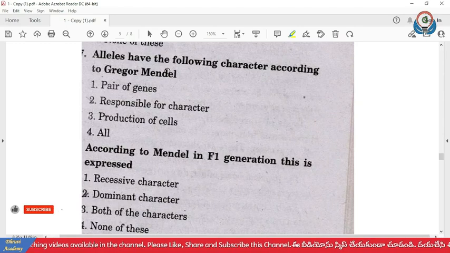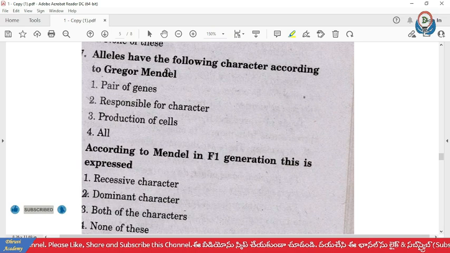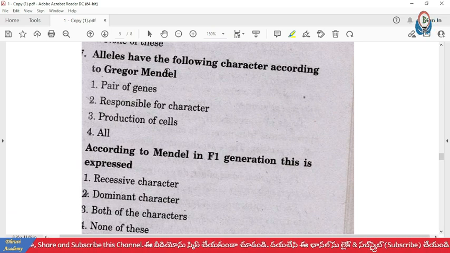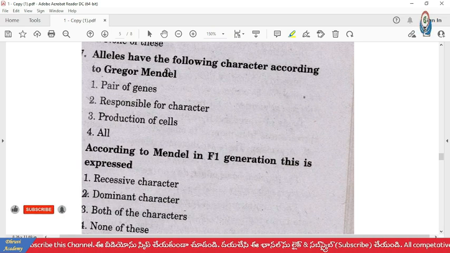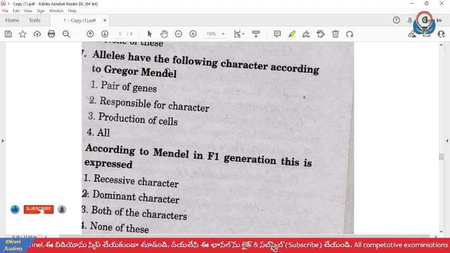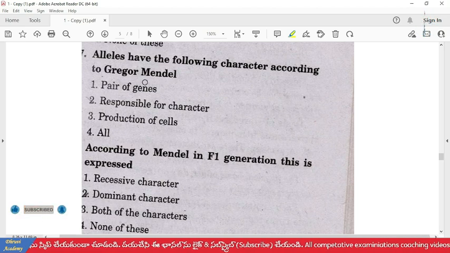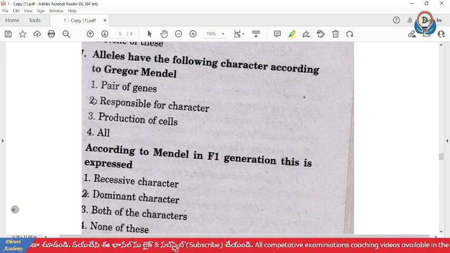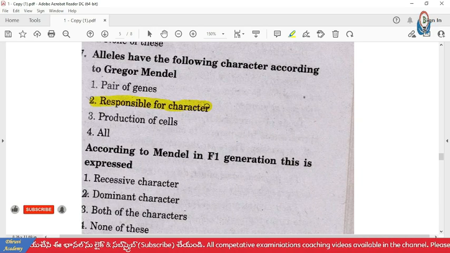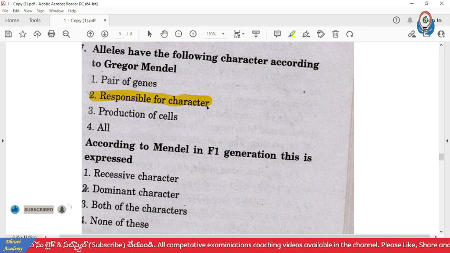Alleles have the following characters according to George Mendel. Is it one pair of genes, or two responsible for character, or third one is the production of cells, and the fourth one all? Which is the correct answer? Its answer is responsible for a character. This is the right answer.